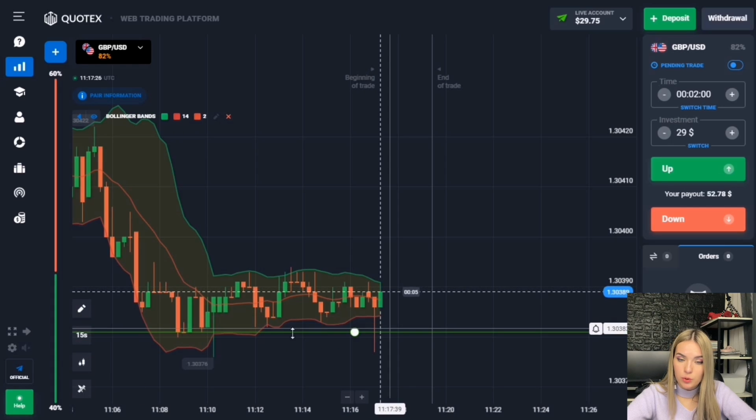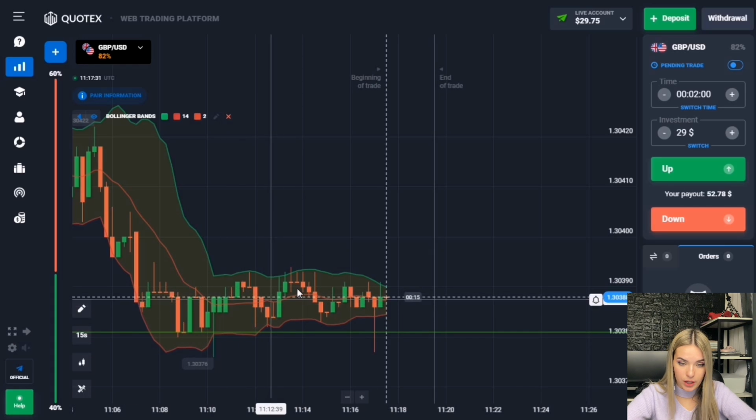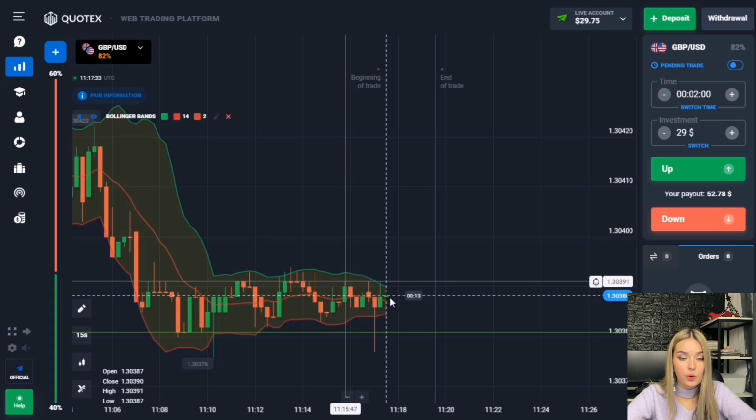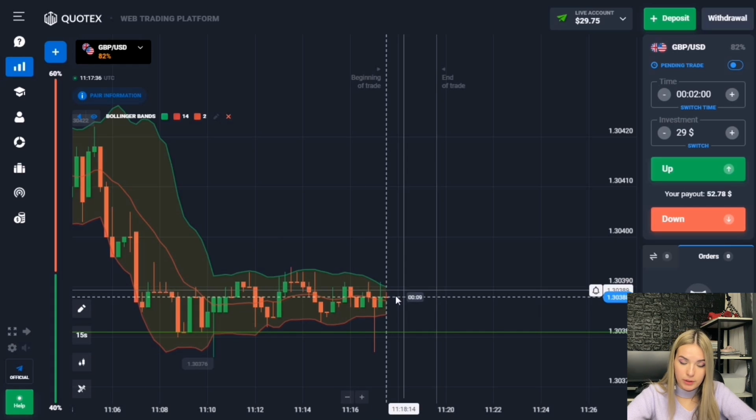Here below there is a support level. We also see that the price has been moving in this price range lately, and this indicator well defines the boundaries of this range. Let's open a deal for 1 minute for a downside.